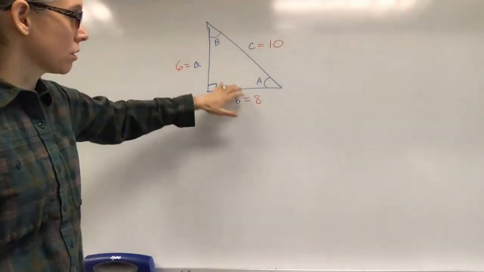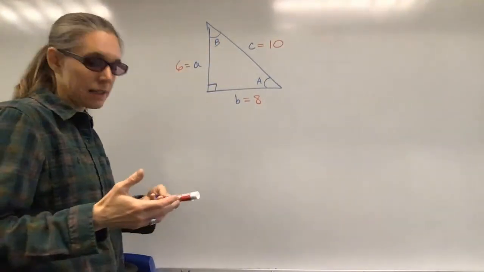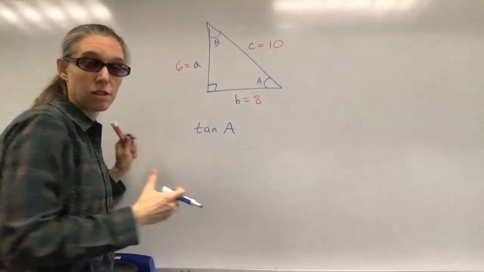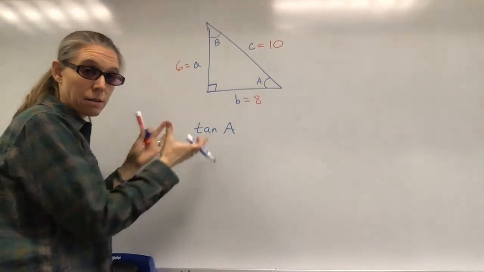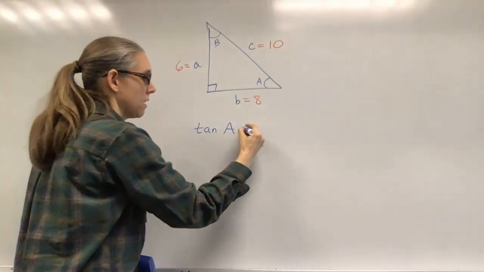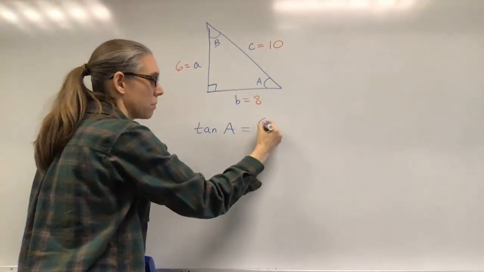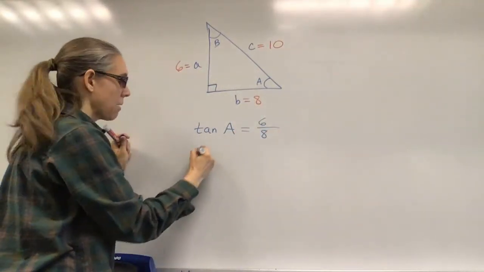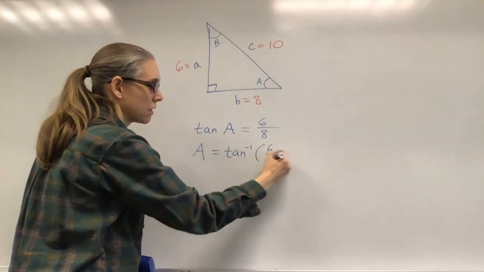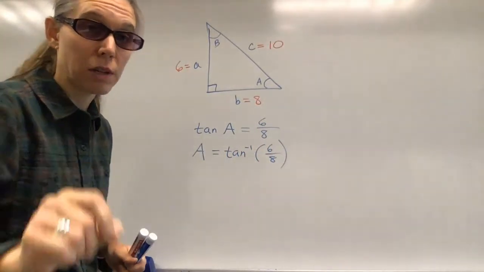So next, in order to find angle A or angle B, it doesn't matter, I'll just pick angle A, I need to use a ratio. So tangent of A, and you can pick to use sine, cosine, or tangent. In this case, I'm just picking tangent because I was given 6 and 8 to start with. The tangent of A is opposite over adjacent, so that would be 6 over 8. So that means that angle A is equal to the tan inverse of 6 over 8. So I'm going to type that into the calculator. Make sure you are in degree mode.